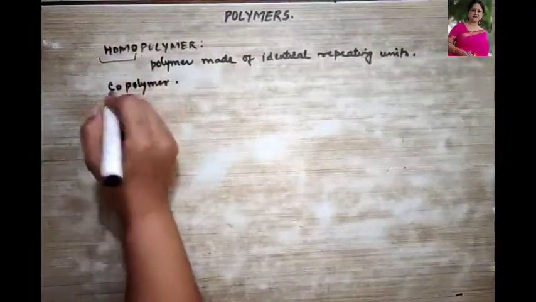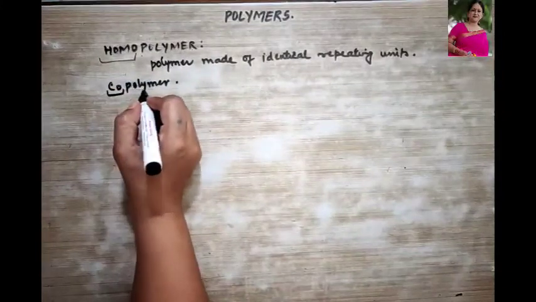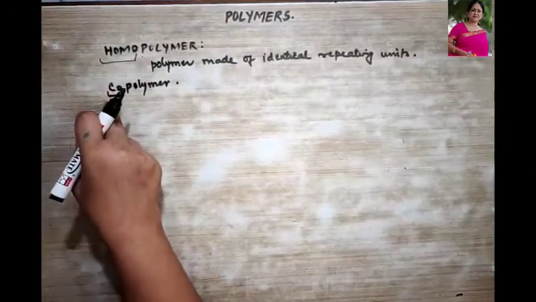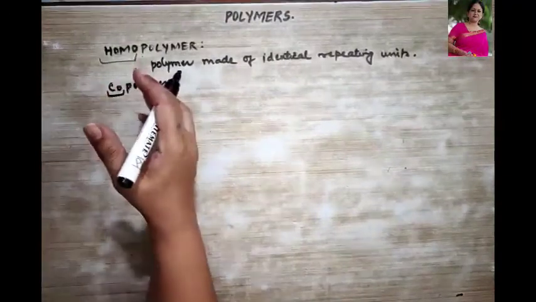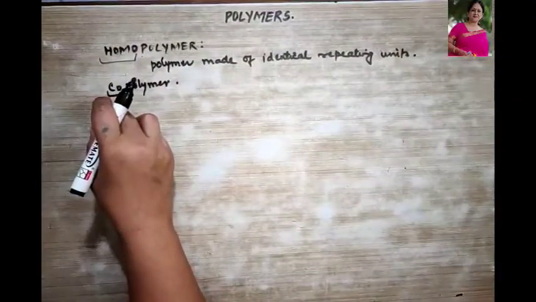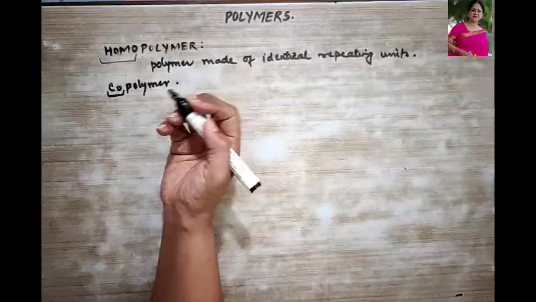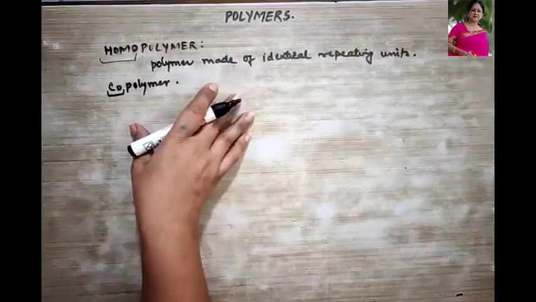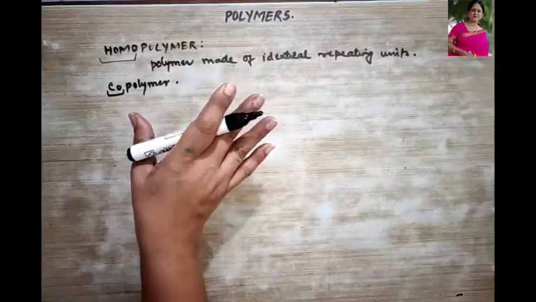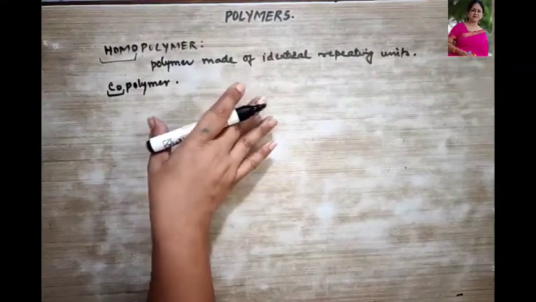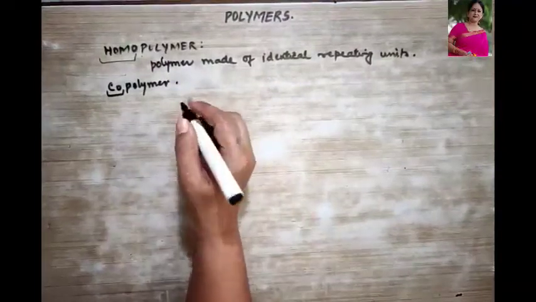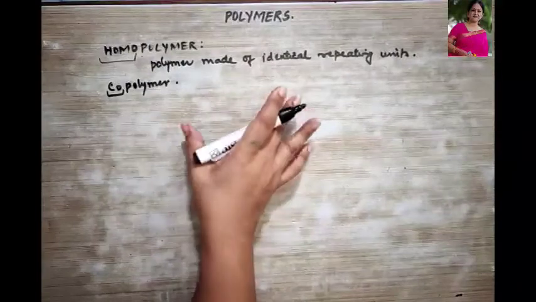What does co word mean? Co means cooperation. So cooperative means co. A polymer made up of two types of monomeric unit is called a copolymer. For example, polymerization of styrene and butadiene together gives a copolymer, which is known as SBR. What is SBR? That is styrene butadiene rubber, and it is a synthetic rubber.